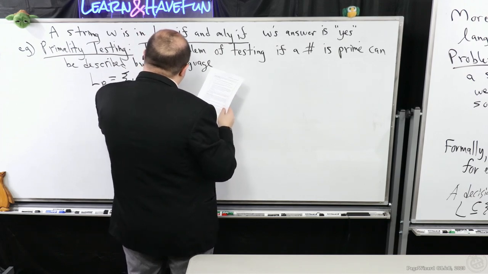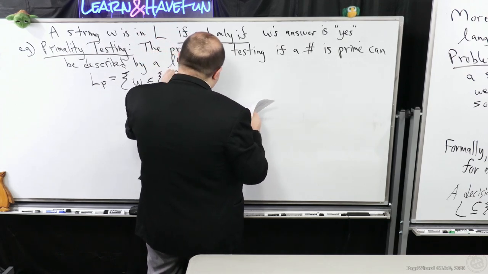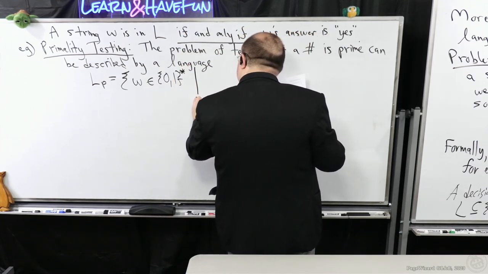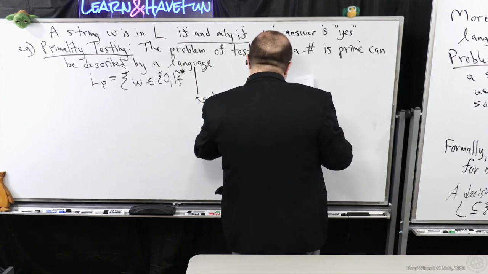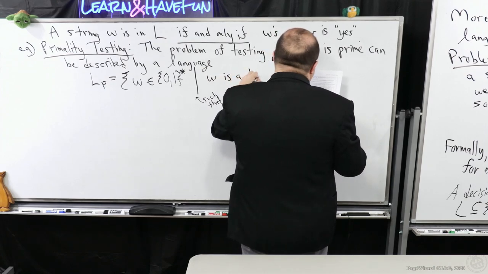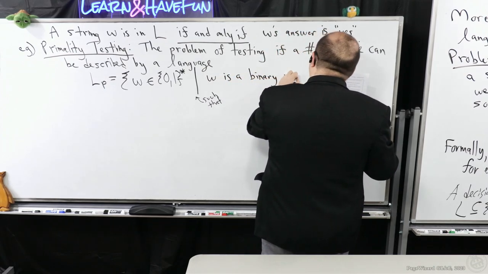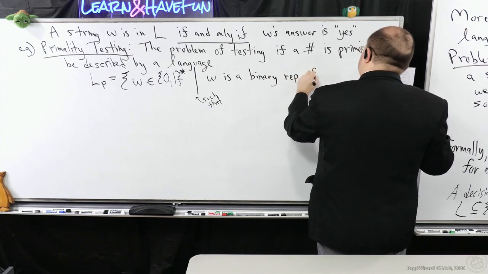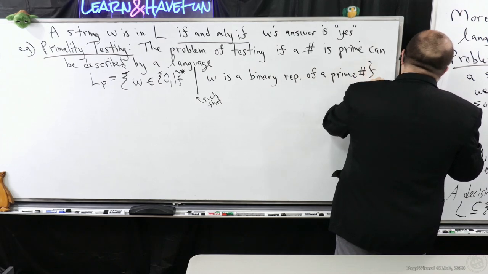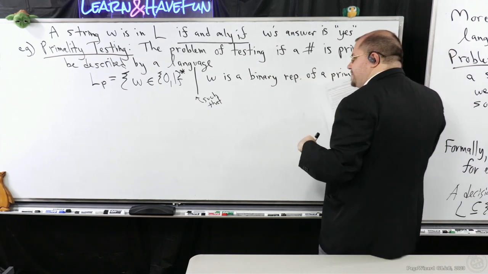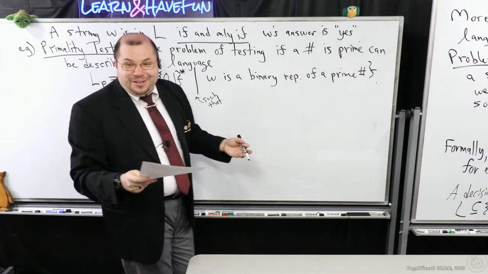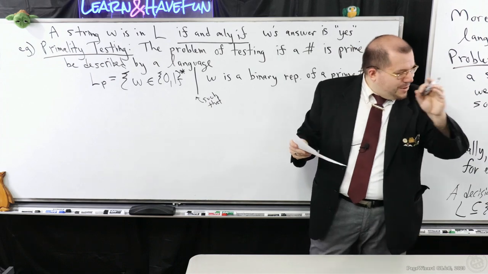So each one of my strings in this set is going to be a binary string, such that, that's what this bar will represent. This means such that W is a binary representation of a prime number. And we're not talking about padding this thing with zeros, just to be very clear. Now, let's put this within the framework that we just talked about, okay? So let's put it all together in a nice framework.